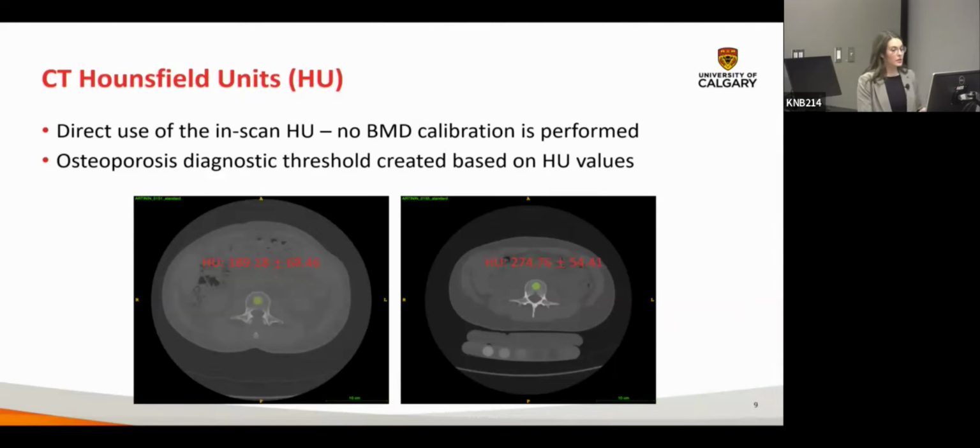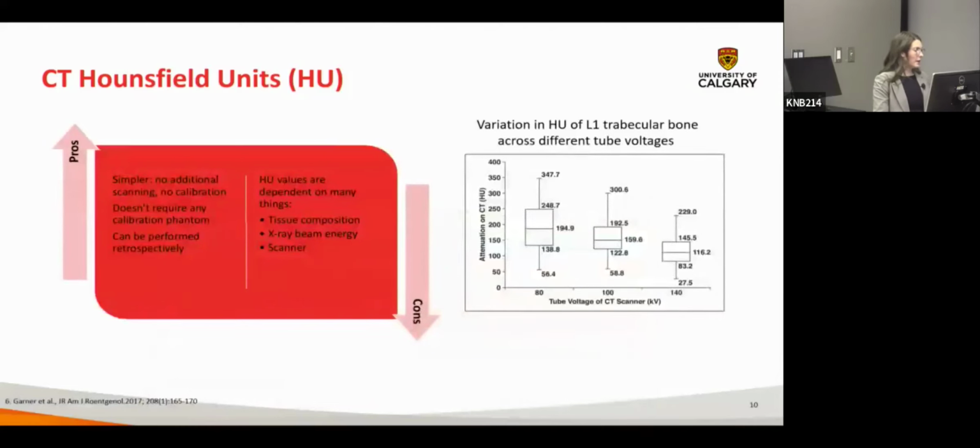Although there are some pros to using Hounsfield units for osteoporosis diagnosis, there are also some major cons. The pros are that there's no additional scanning required and no calibration, as I've already mentioned, and it can be performed retrospectively. However, the cons are that tissue composition can significantly affect those Hounsfield units, and the more major one is the energy that's used for the CT scan.